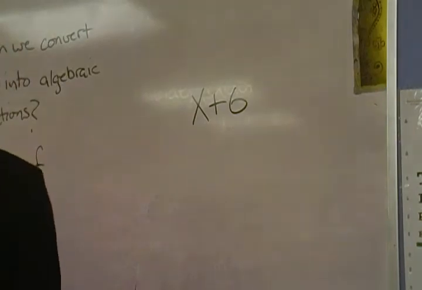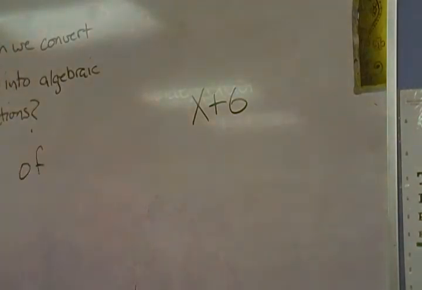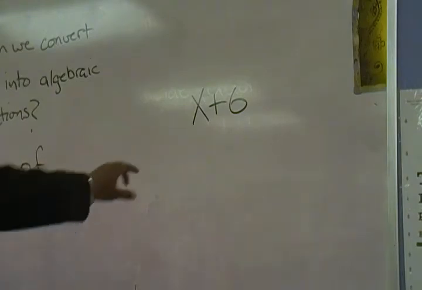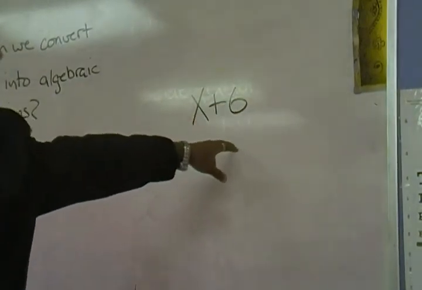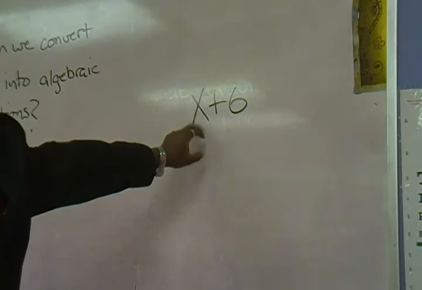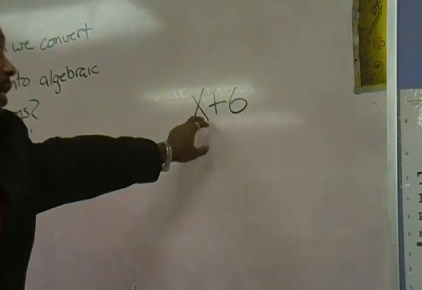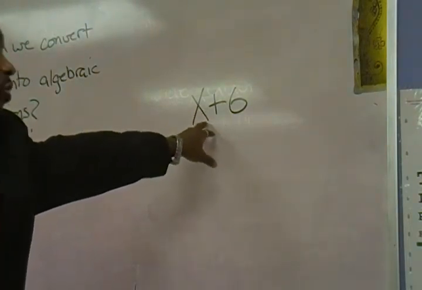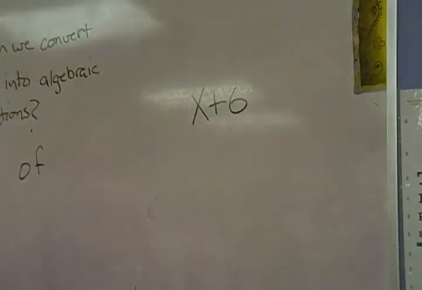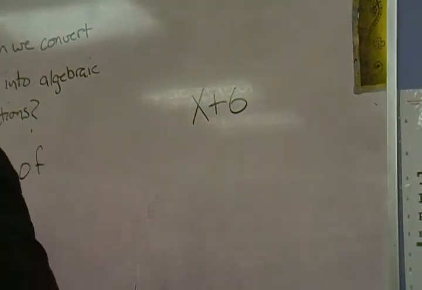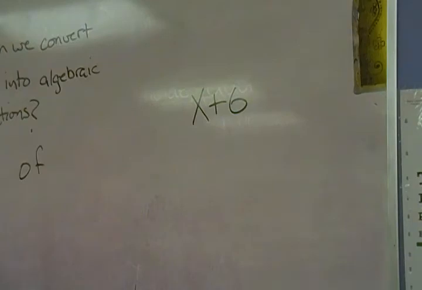So instead of a question mark, you just use a variable. It could be A, B, C, D. Most people always use X. So x plus 6, x being the number that we don't know. The sum of a number and 6 means that we're adding 6 to that number, right? That's good? You got it so far?